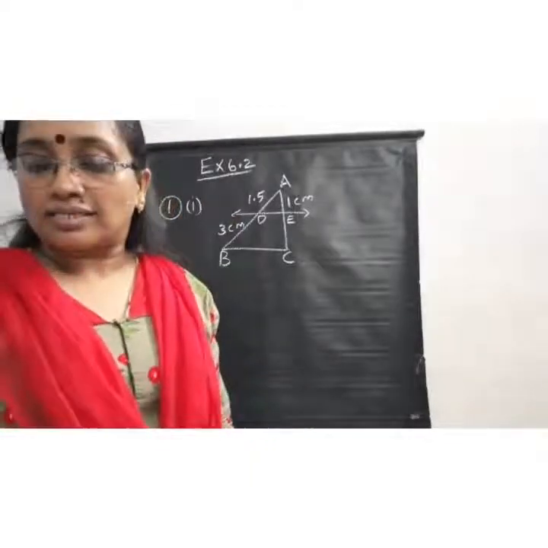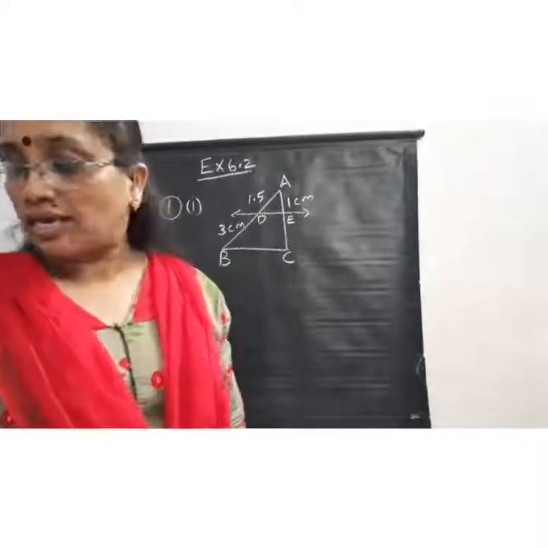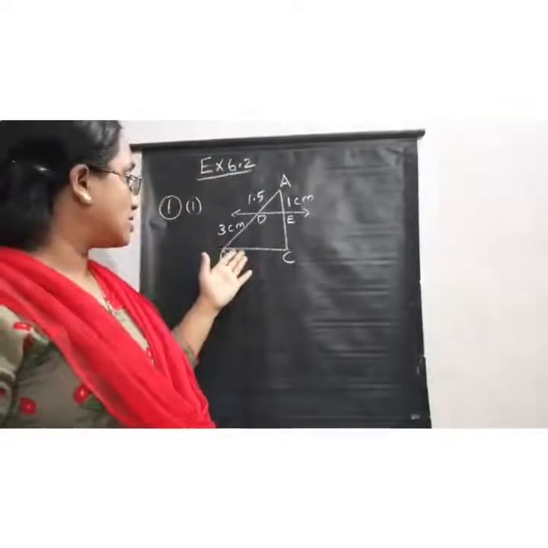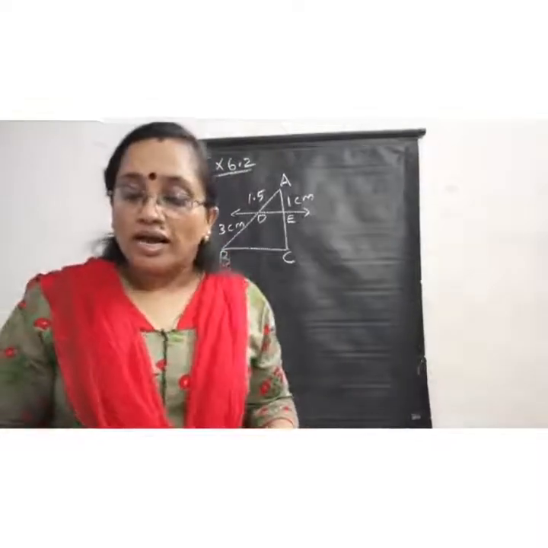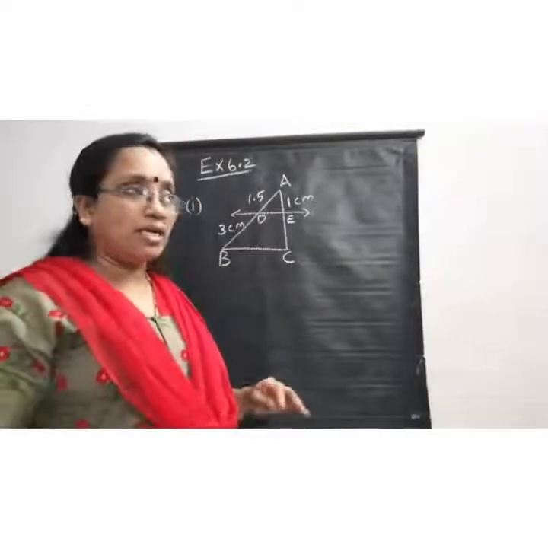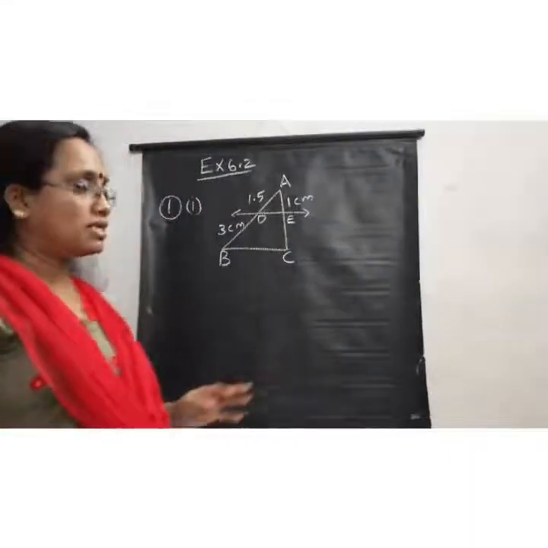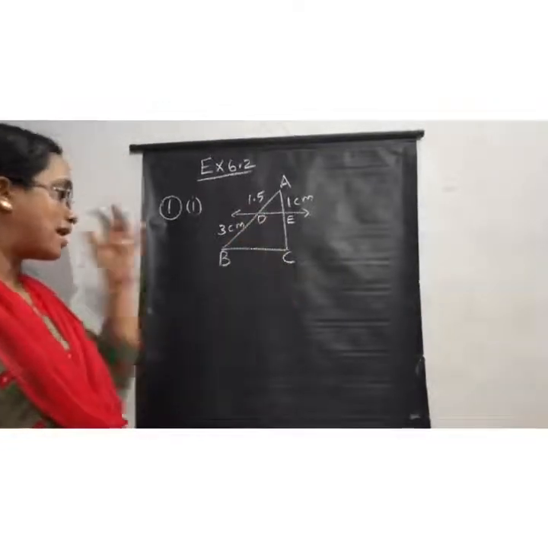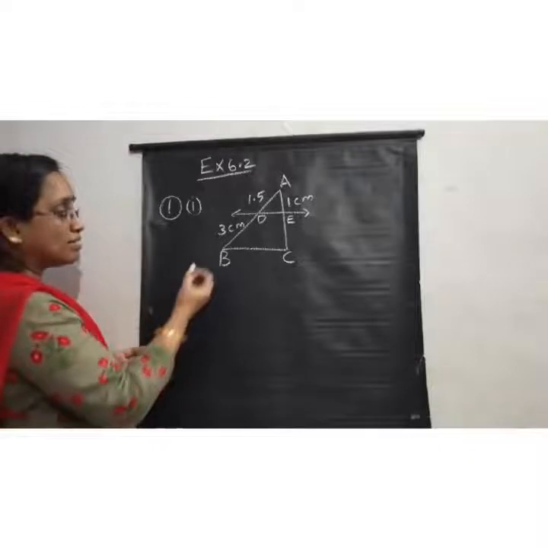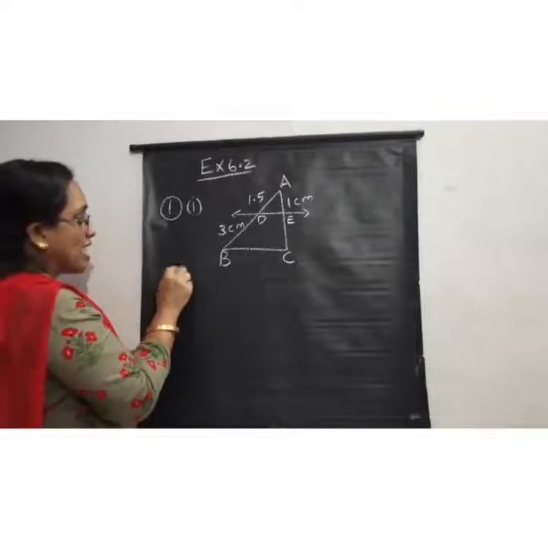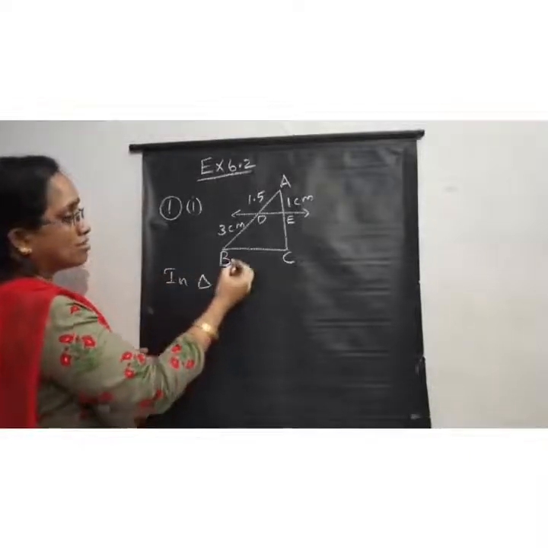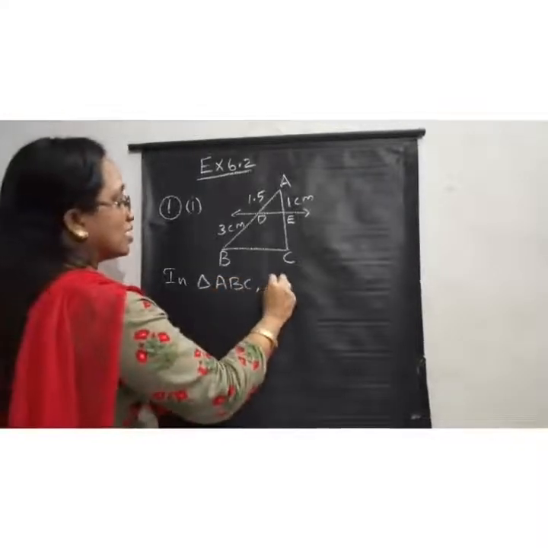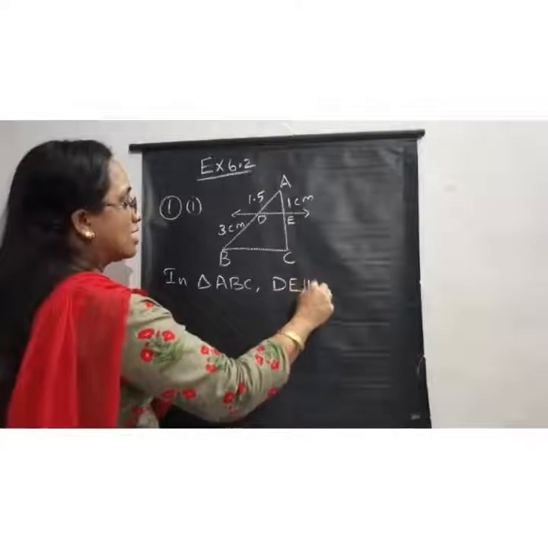In this exercise, the first question is like this. In figure 6.17, the figure is here. DE parallel BC, and find EC. What are the things given here? It is given that DE is parallel to BC. In triangle ABC, the given condition is DE parallel BC.